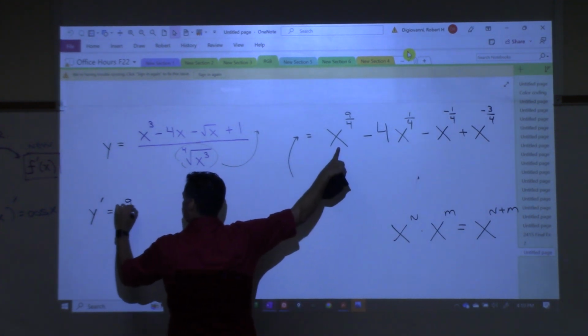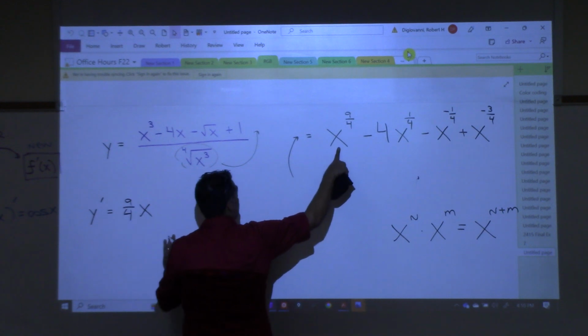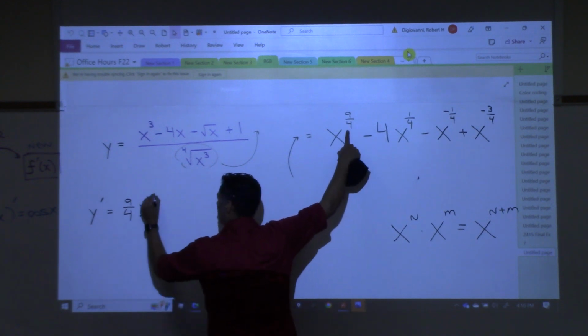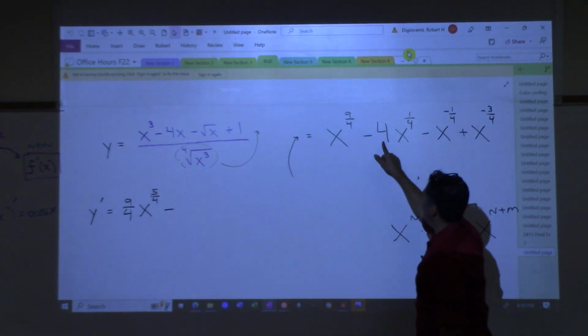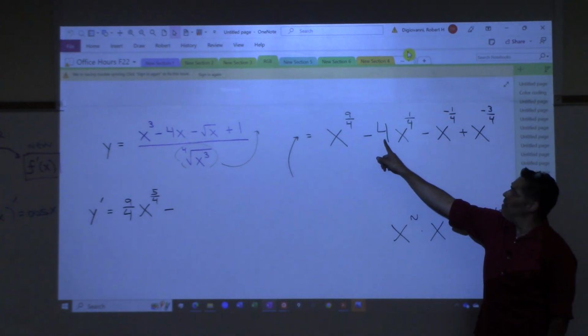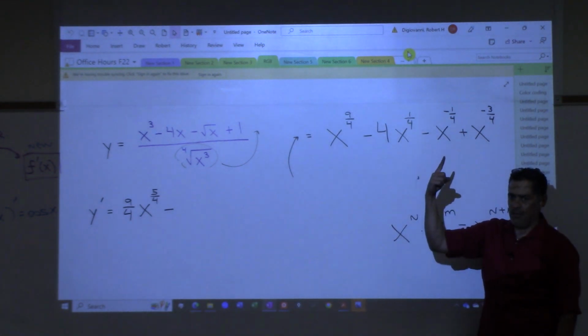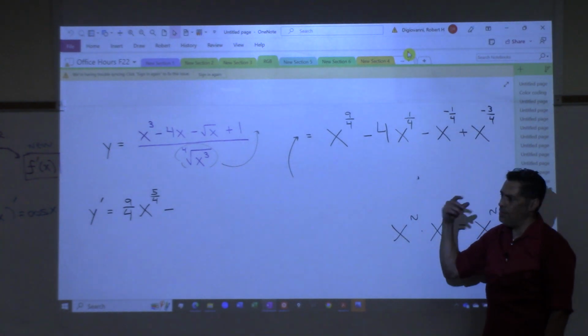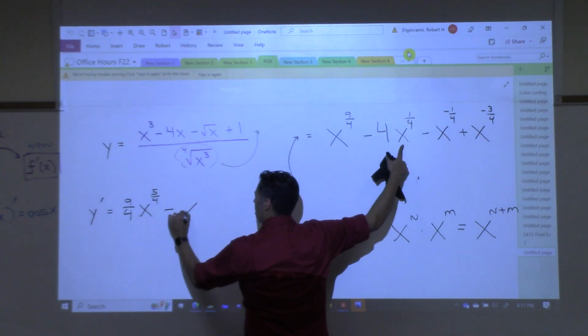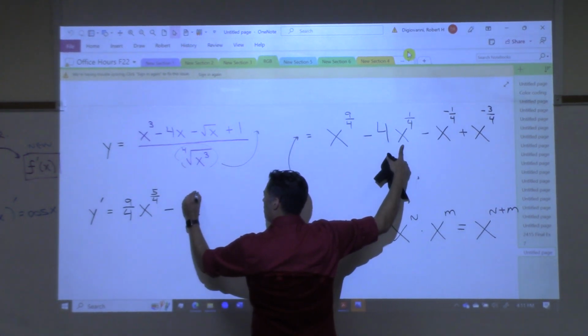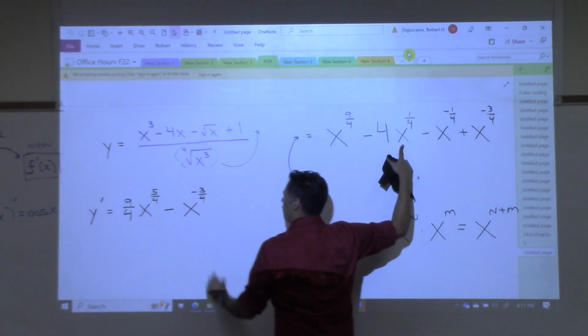The derivative is, here, 9/4 comes out. X to the, what happens if you subtract 1 from that? 5/4. Yep. Minus, ooh, this is interesting. I have a 4 here, right? It can come for the ride. What happens when 1/4 hits a 4? It just becomes a 1, right? 4 times a 4th cancels out, you just get a 1. So I'm just going to get -1 x to the -3/4, right? -3/4.